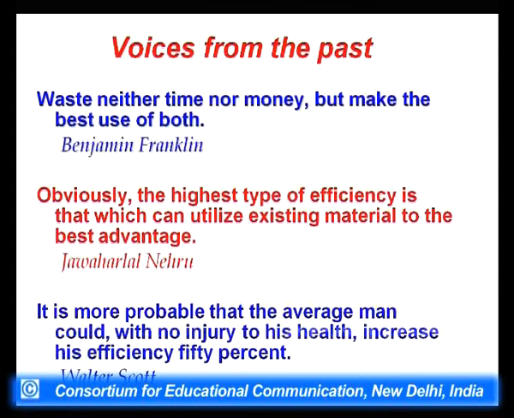"Obviously, the highest type of efficiency is that which can utilize existing material to the best advantage." Now, he is talking about the best possible use of existing material, and this was said by Jawaharlal Nehru. So, our leaders were also talking about optimum use of resources so that they get the maximum results. Somewhere in their discussion or statements, they were indicating the use of scientific or mathematical methods.